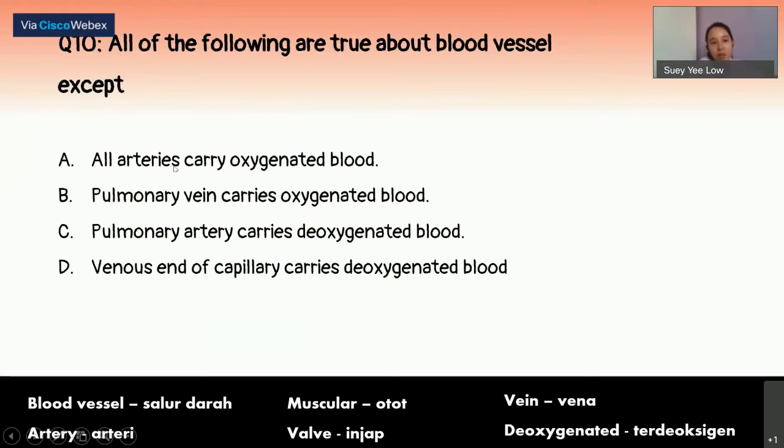So B, pulmonary veins carry oxygenated blood. Then D, venous end of the capillary carries deoxygenated blood. So think about it. Which is the wrong one? You see here, "except" means not a correct one. So the answer will be A, because we have a pulmonary artery that carries deoxygenated blood.